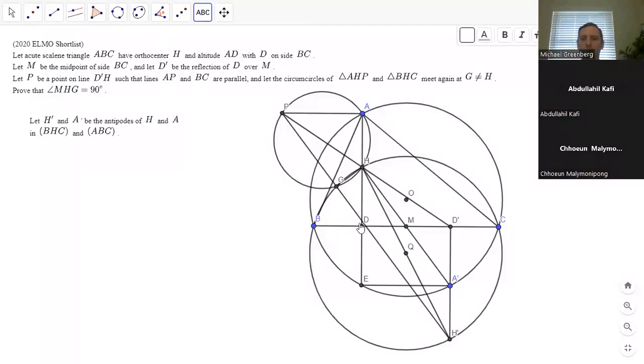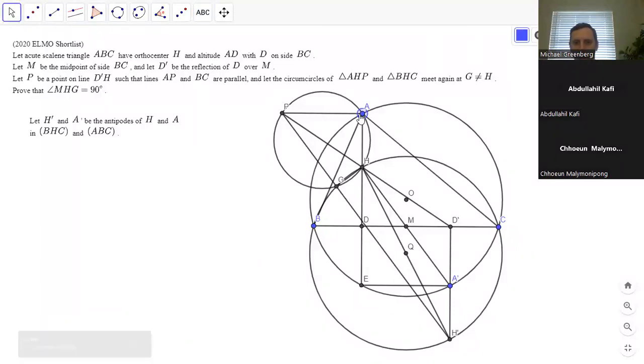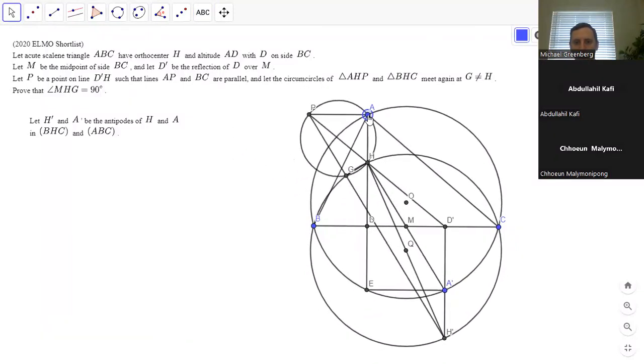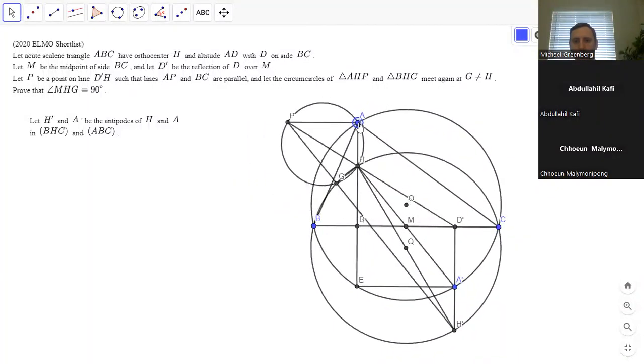Oh, I thought this line passed through D. It doesn't, so maybe it's not as easy as I thought. I got confused. I thought it looked like these passed through D, and then it looked like the problem was really easy. But let's see. Maybe it's still not that hard. Like we know these are collinear. Yeah, the question is how to show that this is parallel. So we know H, M, and A prime are collinear.